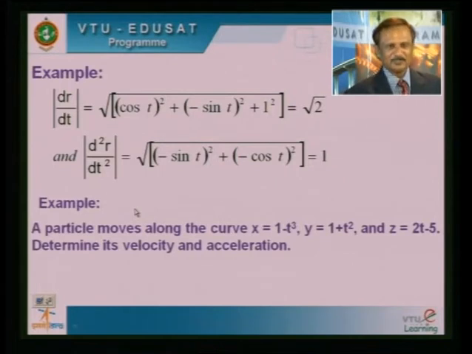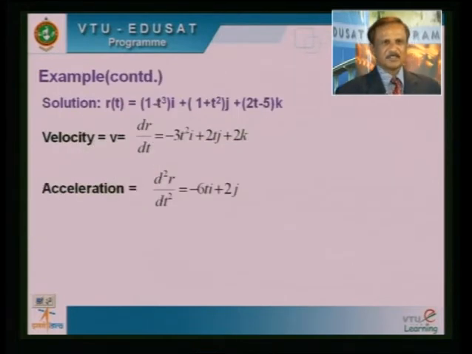Right. I hope this example looks similar to the previous example. Observe the solution that I have written here. R is equal to the x value, 1 minus t cube, into i, plus 1 plus t square into j, this is the value of y, and the z value is 2t minus 5 into k. Is it clear? Velocity, you can write as v, that is equal to dr by dt.